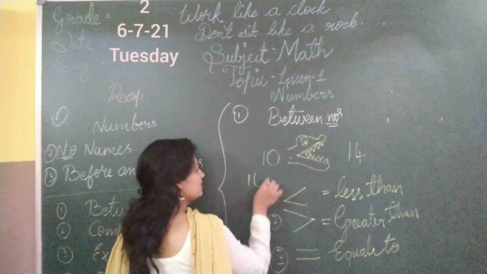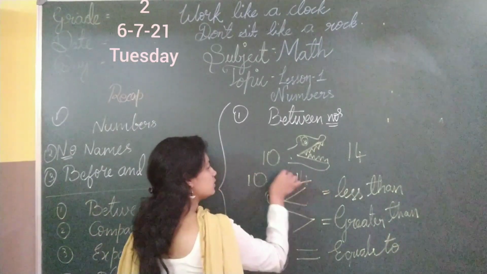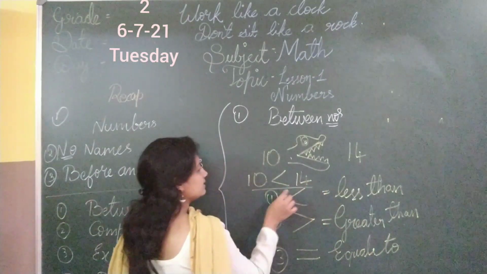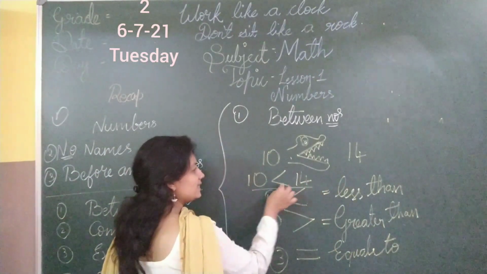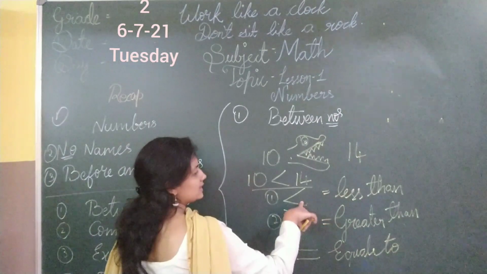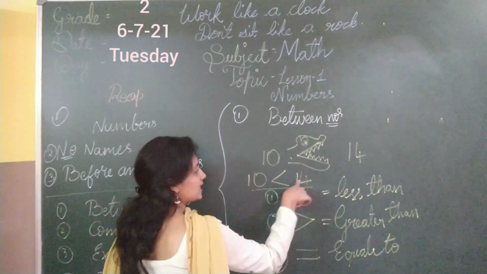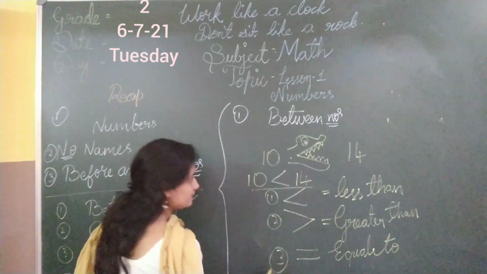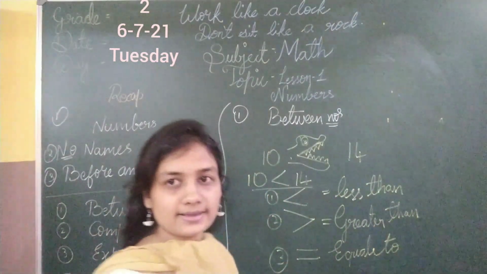Example, 10, 14. So I write like this, and say 10 is lesser than 14. You can see this lesser than symbol. 10 is lesser than 14. Or I can also write it as 14 first.